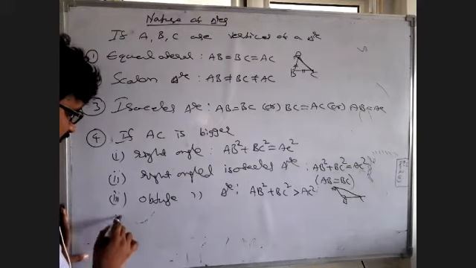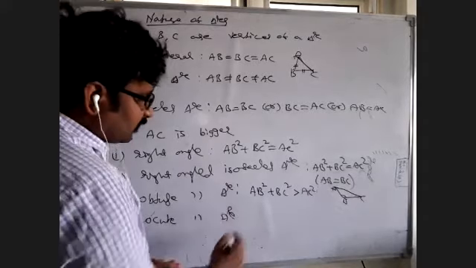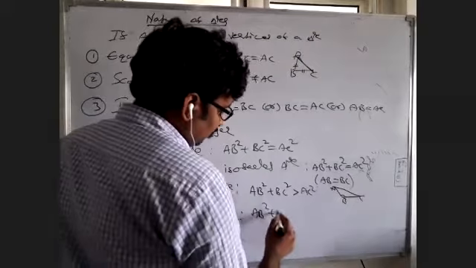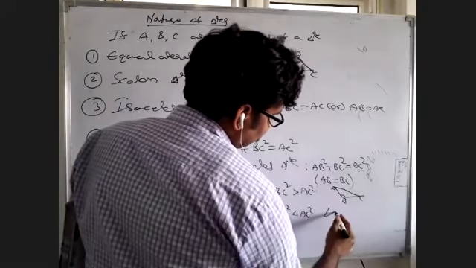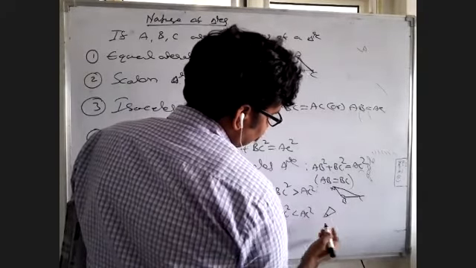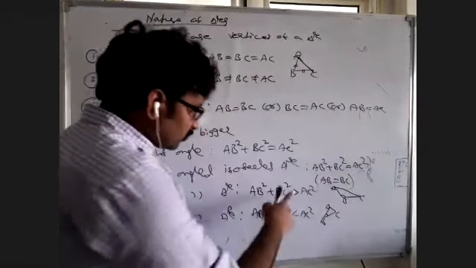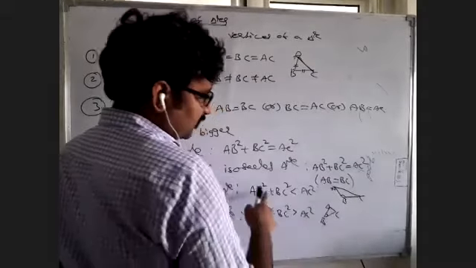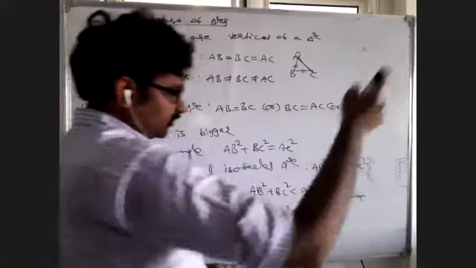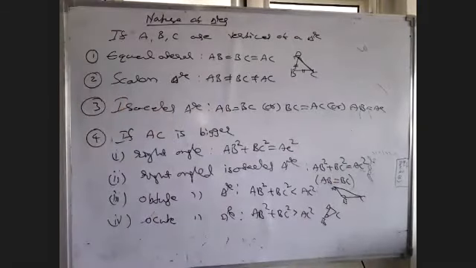That is the obtuse angle triangle. And the last one, acute angle triangle. For an acute angle triangle, AB square plus BC square is greater than AC square. The triangle will be like this: A, B, C. Here AB square plus BC square is always greater than AC square, because this side is big here and this is small here. So these are the types of triangles.